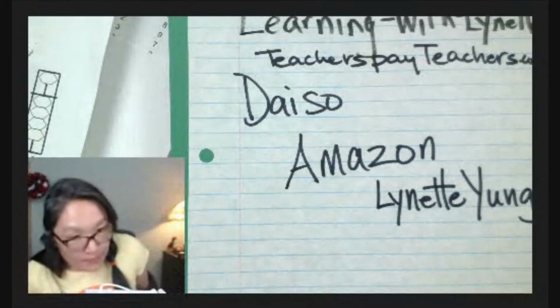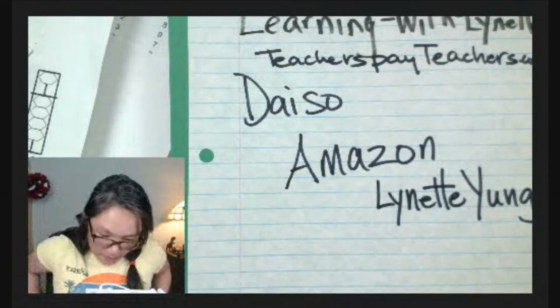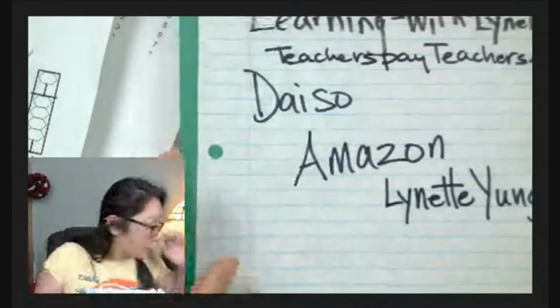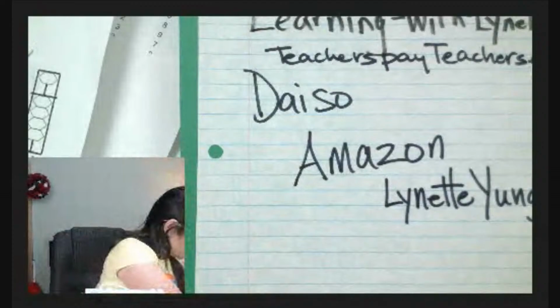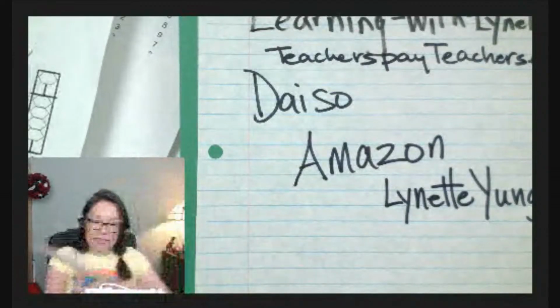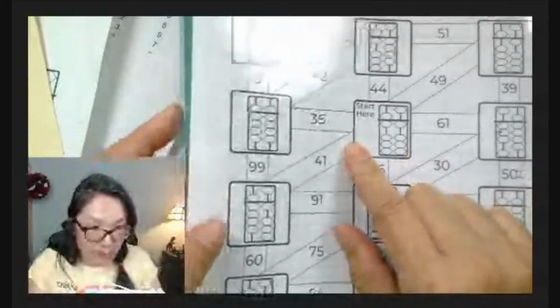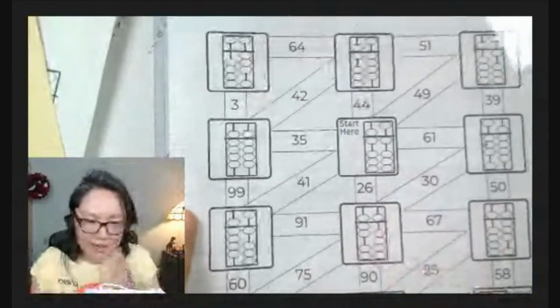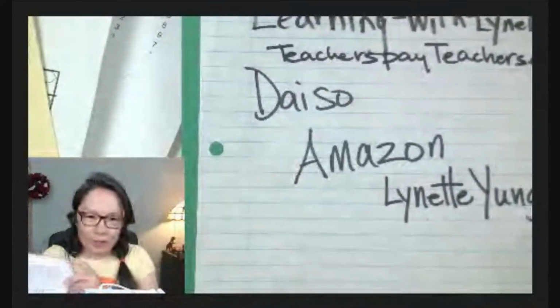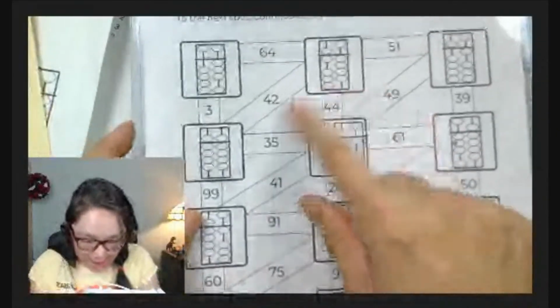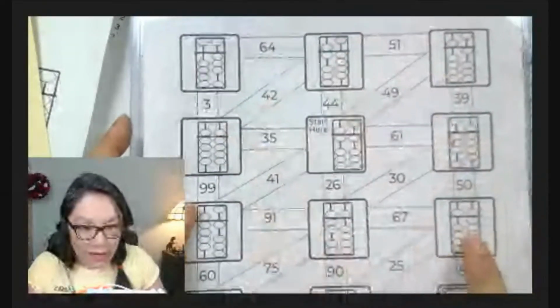So anyways, I have a few worksheets. I've been trying to do more worksheets. I do have this one, the maze, and this is about bead recognition. This one is 2-digit, and this is just bead recognition. Again, it's trying to figure out the path of the maze.